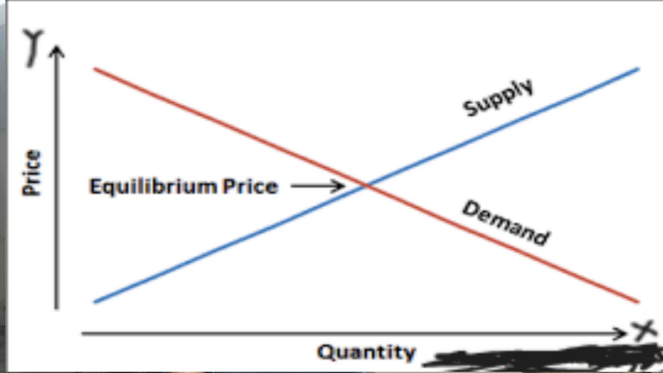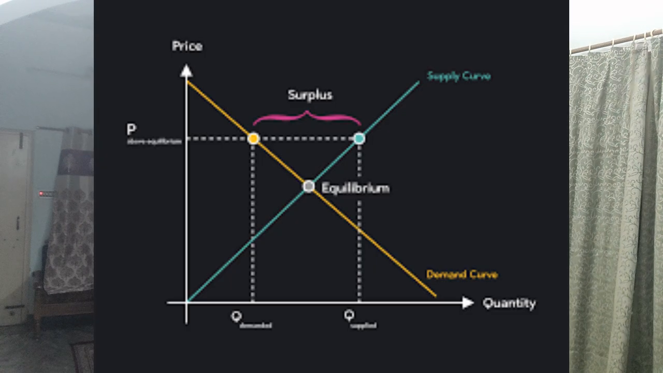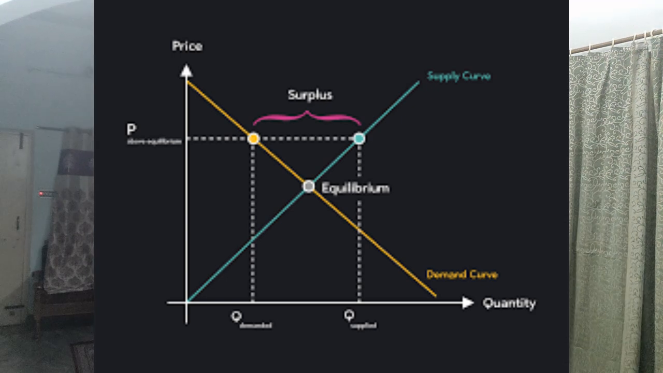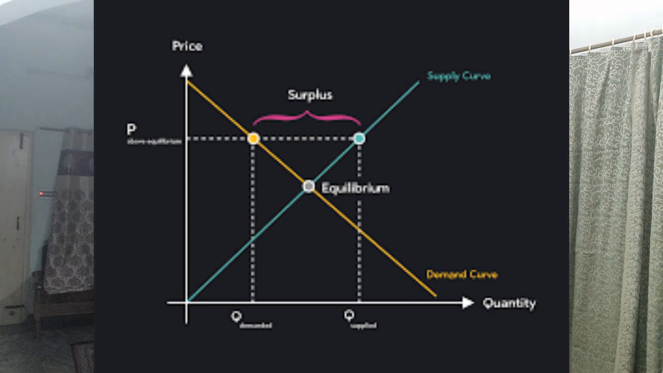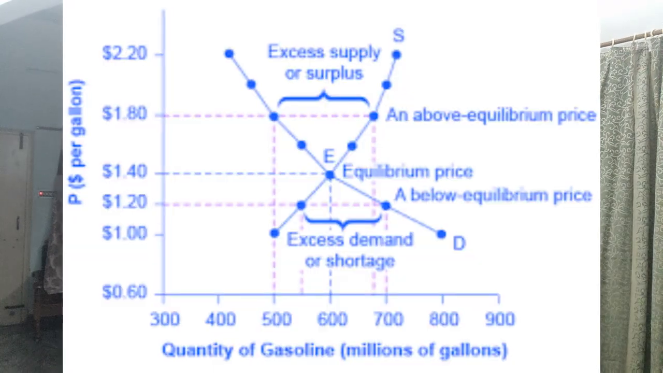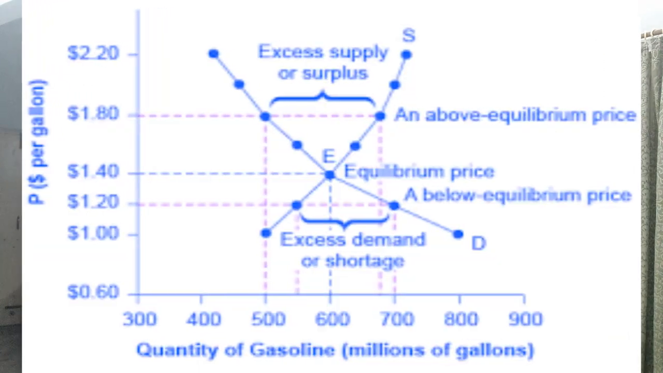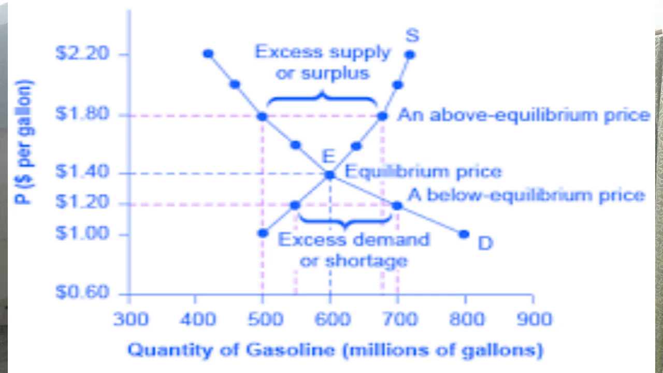Surplus will occur if price is above the equilibrium level. Then there will be excess supply in relation to demand. And in the reverse case, when price is below the equilibrium level, then the demand will be greater than the supply. It means there is excess demand. So, accordingly, the market situations of demand and supply would be adjusted.